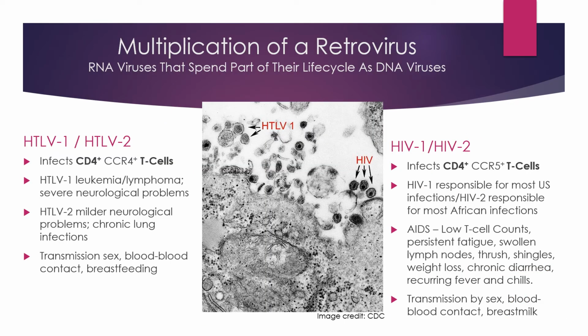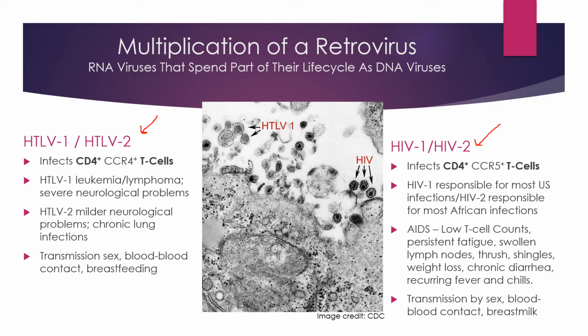Retroviruses are a unique group of enveloped RNA viruses because they spend part of their life cycle as DNA viruses. Currently, there are 6 known retroviruses that infect humans, but only 4 of those are associated with disease. Perhaps you've heard of them: HTLV1 and 2 and HIV1 and 2. The 2 remaining retroviruses are called HTLV3 and 4, and they were discovered in 2005 but are not known to cause disease as of this video recording.